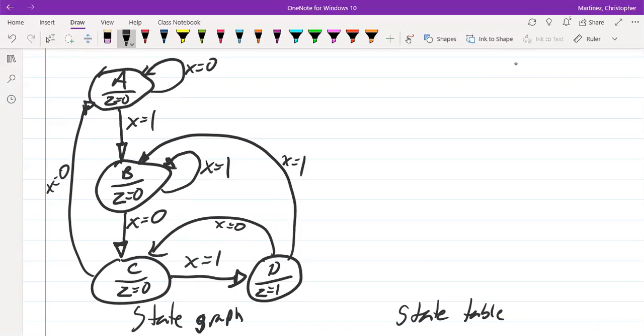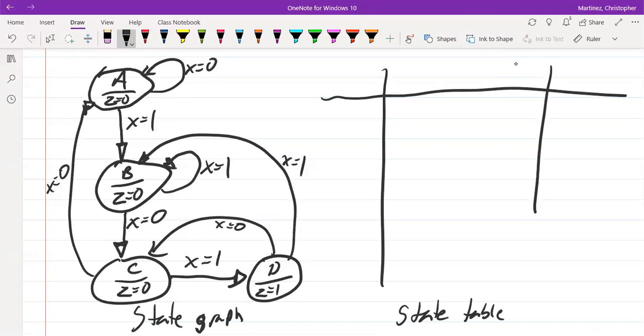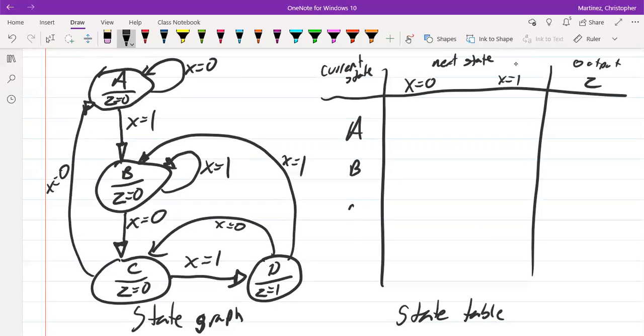To do that, remember, we're going to create a little table out here. It's going to be in three different pieces. The pieces are output, which is our Z. We have our next state, which is where the arrow goes to, and that would depend on a 0 or a 1 on X. And then we have where we currently are, our current state. All right, so we have four states, an A, a B, a C, and a D.